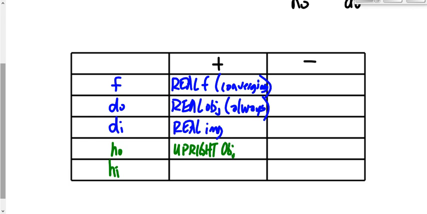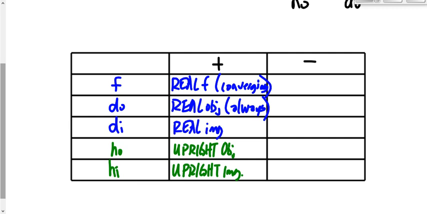And HI is positive, sorry, if you have an upright image. Now, there is a connection here, because you guys remember the trends, the patterns of the real and virtual images and so on. If it's a real image, it will always be upside down. If it's a virtual image, it will always be right side up.